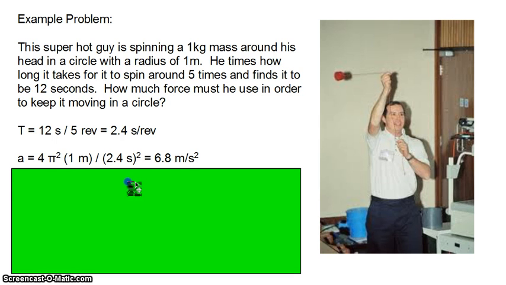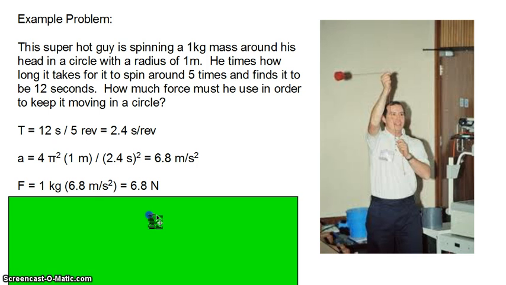We plug this into our formula for acceleration. Acceleration equals 4 pi squared times the radius, 1 meter, divided by the period, 2.4 seconds, squared, and we get an answer of 6.8 meters per second squared. We now take that acceleration and plug it into F equals ma, so force equals mass, 1 kilogram, times 6.8 meters per second squared, and we get 6.8 newtons. So again, the only force on this object is the force of the string, and so the net force and the force that we found are the same, at 6.8 newtons.